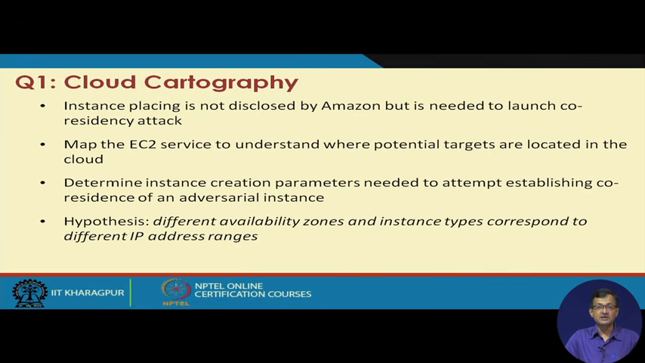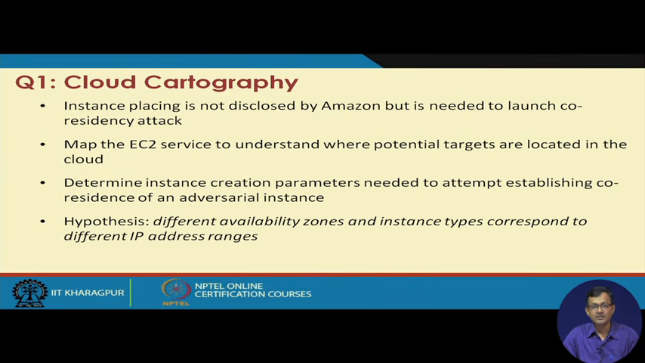Now, if we look at the different queries which the article raised, and try to address those. Query 1 is the cloud cartography. Instance placement is not disclosed by Amazon, but is needed to launch a co-residency attack. If I want to do some sort of co-residency attack, then I require the instance to be placed with the victim's, but Amazon will definitely not disclose this. So, map the EC2 service to understand where the potential targets are located in the cloud, right.